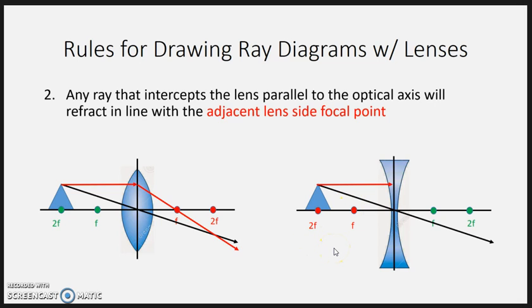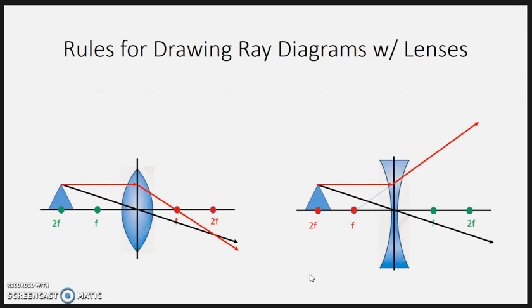The diverging side, again, we have it parallel coming in. And when it's parallel coming in, it will be in line with the adjacent lens side focal point, which is this red focal point right here. Now we can't go through it like we did with the converging lens, so we'll have to trace a line from the focal point up to the point where the ray meets the middle of the lens, and then continue our ray along that line. Okay, diverging lenses are much more difficult than converging lenses in almost every respect, except what they produce. So let's move on to our third rule.